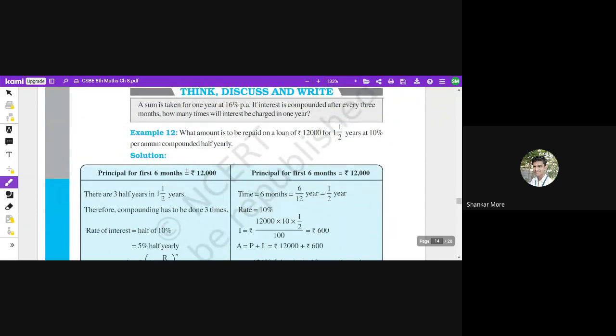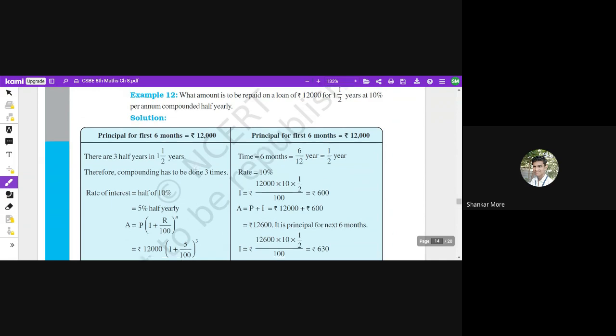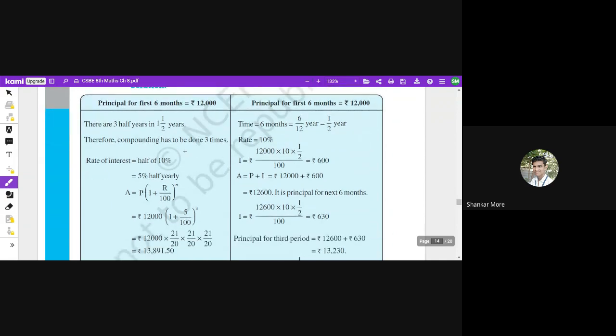Now let's take example 12. What is to be repaid on a loan of 12,000 for 1.5 years at 10% per annum compounded half yearly? So principal for first 6 months. Again, what we are doing is, see, there will be 3 half-years in 1.5 years, right? 1.5 साल को अगर हम 6 months में divide करें, so there will be three parts, or three times we have to compound the interest. So therefore, compounding has to be done three times.